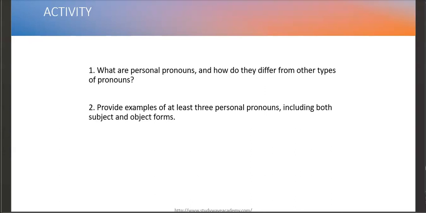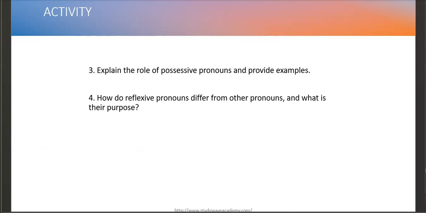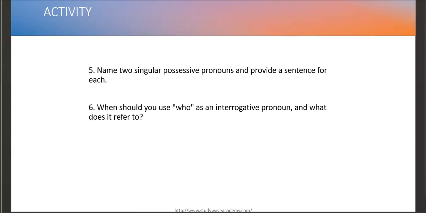For example, questions like, what are the personal pronouns and how do they differ from other types of pronouns? Provide examples of at least 3 personal pronouns, including both subject and object form. I've looked at all this and I don't expect you to fail to do it, and if you have challenges, you can always go back to what we've learned and get some clarity on what you want to write about. So these are very simple questions that I expect you to do. Explain the role of possessive pronouns and provide examples. Very simple. How do reflexive pronouns differ from other pronouns and what is their purpose?